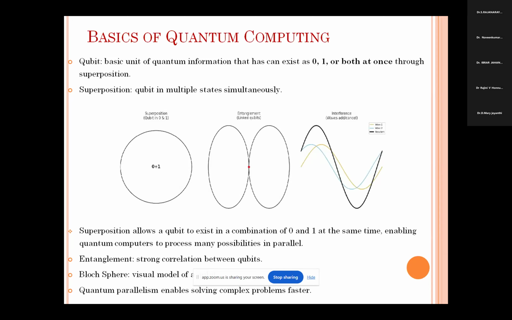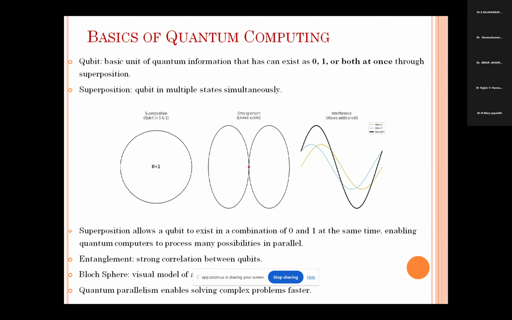Superposition: a qubit holds multiple states simultaneously. Look at this, here the state is 0 plus 1. The combination of two qubits gives 00, 01, 10, 11, so two bits give 2 to the power of 2 combinations. So this is the superposition factor.